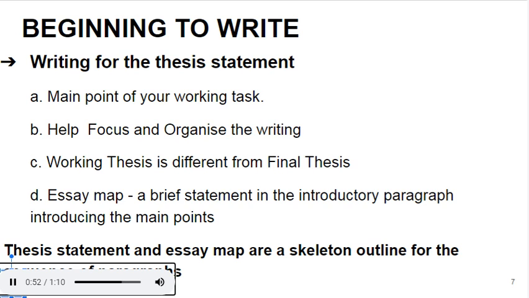So at times in your thesis statement you might find an essay map. Now what is an essay map? It's a brief statement in the introductory paragraph introducing the main points. It's actually telling you what we are actually talking about in this paragraph.